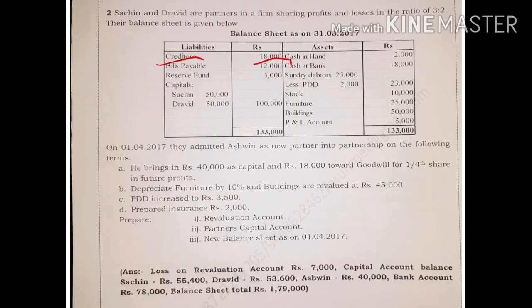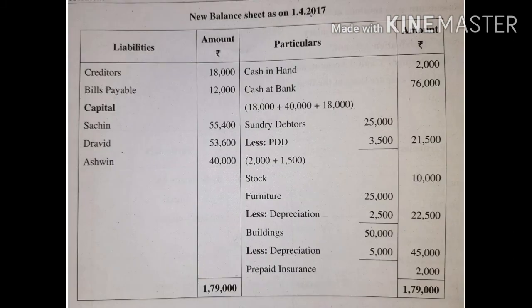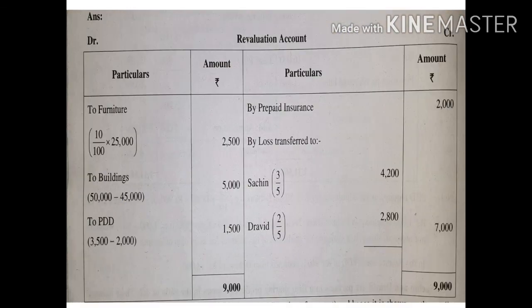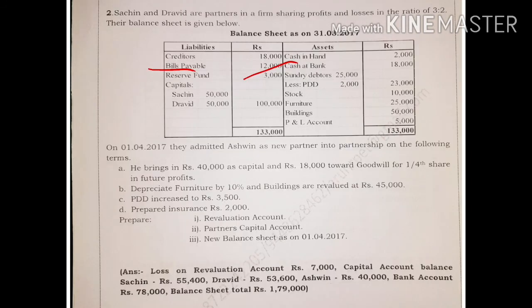Next, bills payable 12,000. So is there any change in the value of bills payable, increase or decrease? No, there is no such information. So directly write down here bills payable 12,000. And next, is there any current liabilities in this problem or in the revaluation account? No, there are no current liabilities here in the illustration.